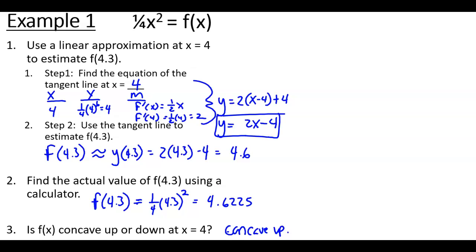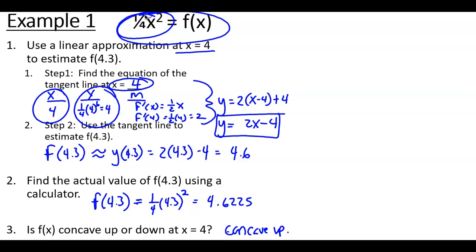For step 1, we're finding the equation of a tangent line at x equals 4, because that's where they tell us the linear approximation is going to take place at. So my x value is 4. Plugging that into the original equation, we can find y. So y is also 4 once you plug that in. And then to find the slope, we take the derivative of this function and plug in 4, and we end up with 2. And so plugging it into our formula for a tangent line, we end up with 2x minus 4 as my linear approximation, or my tangent line, at x equals 4.